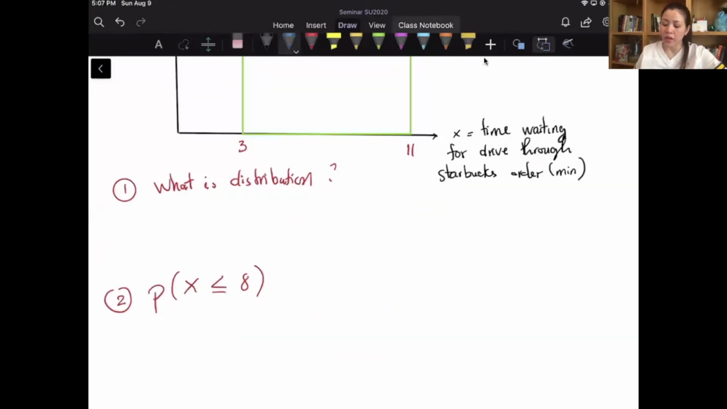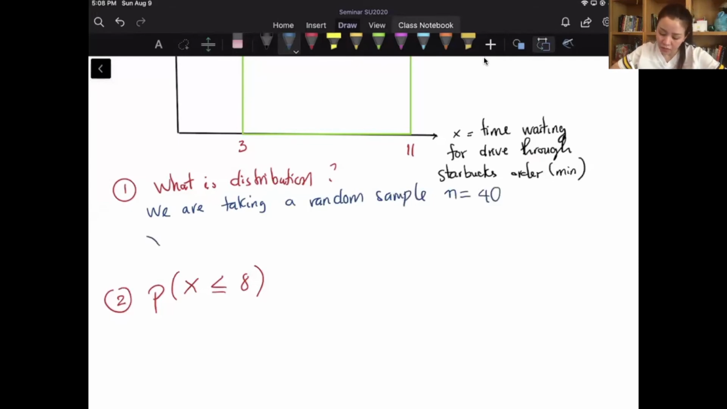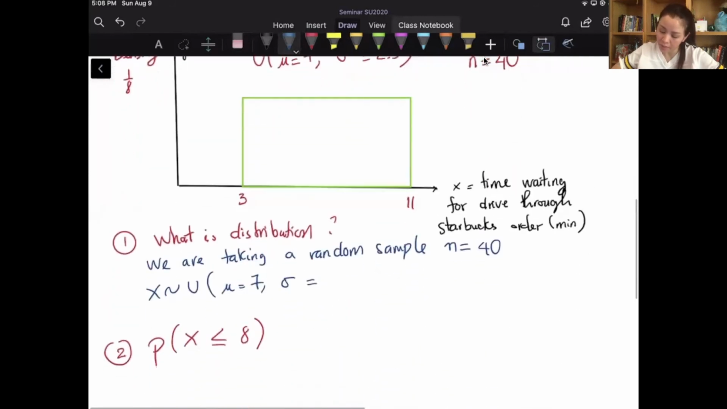So we are taking a random sample of size n equal 40. And then x follows a uniform distribution with mu 7 and a population standard deviation of 2.3.